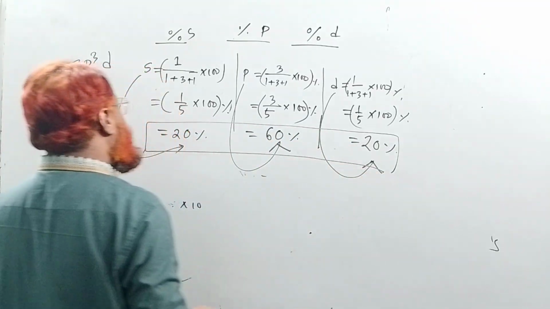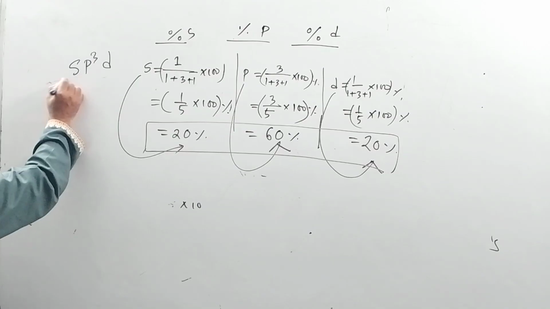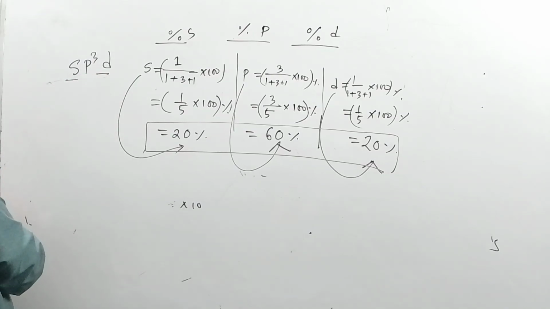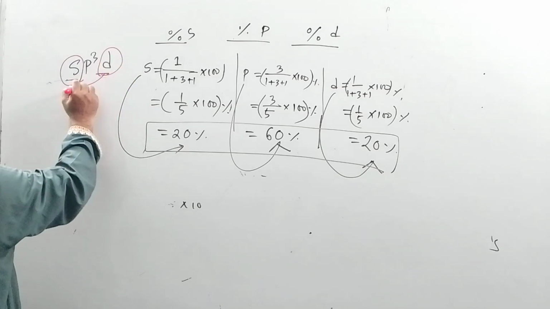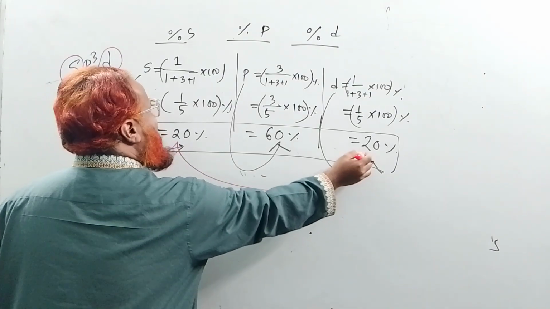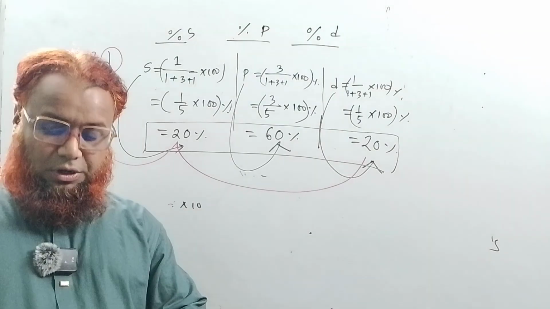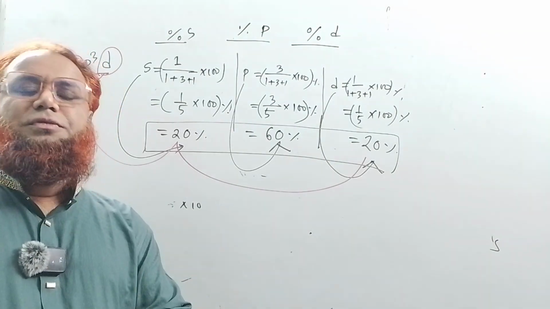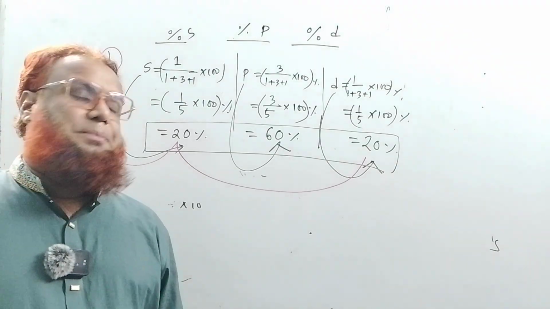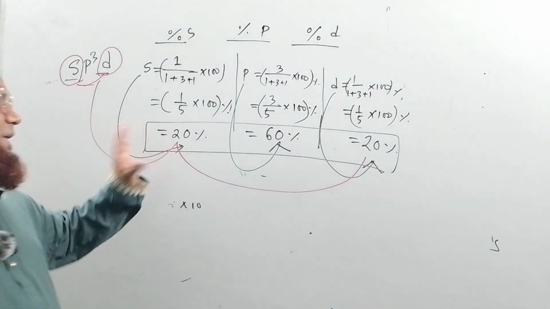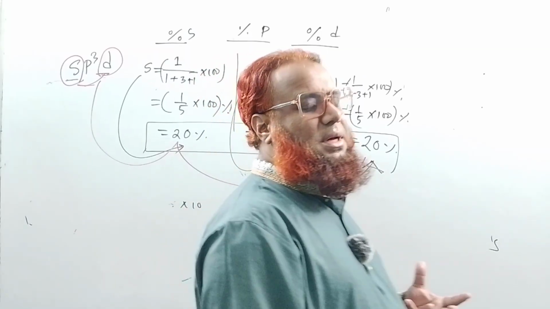The total is 100%. Now another technique: here s is 1 and d is 1, so the percentage of s and the percentage of d will be similar like this. Okay, I think you understood this calculation of the percentage of hybrid orbitals. In this technique, you can easily find the percentage of hybrid orbitals.